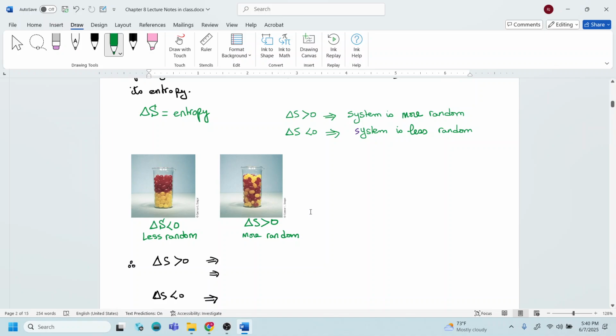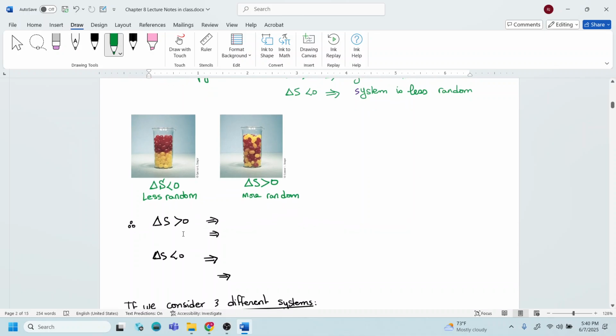So by definition, a spontaneous reaction is a reaction that has less energy, which means delta H is negative, and high entropy. So if I look at the entropy here, if I have an entropy which is positive, what does that mean? A positive entropy means that my system is spontaneous. So I have a spontaneous system.